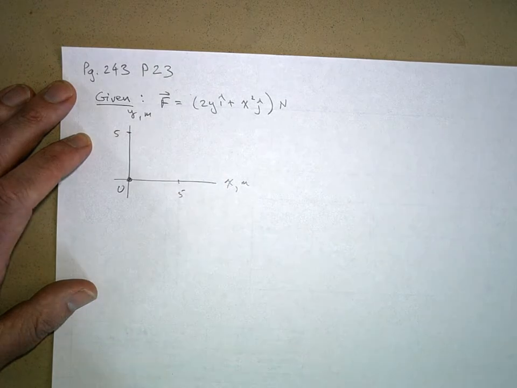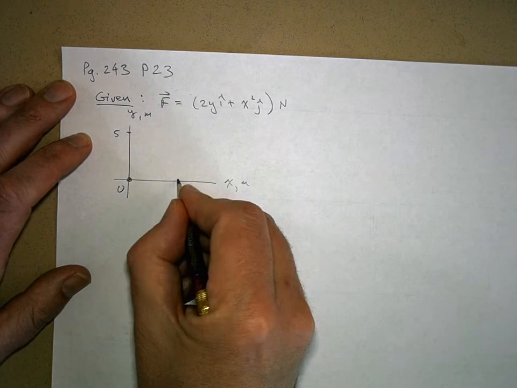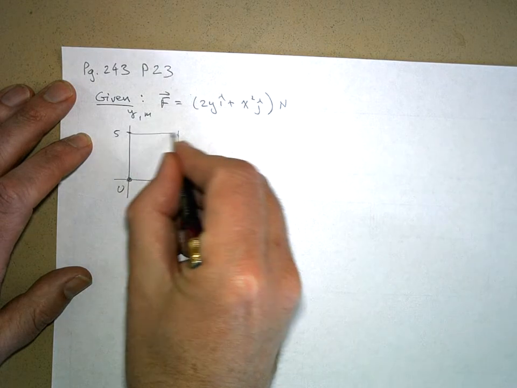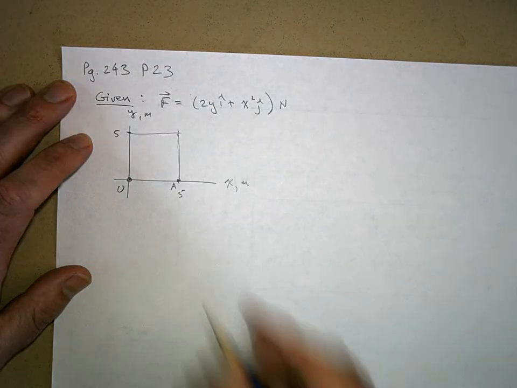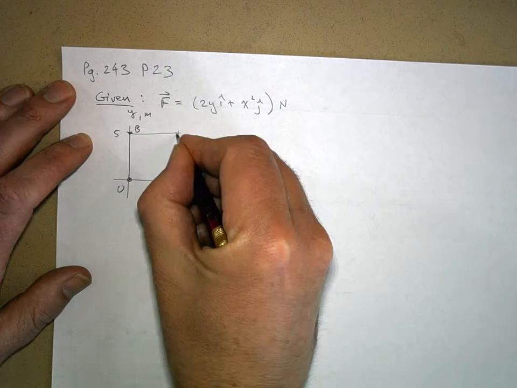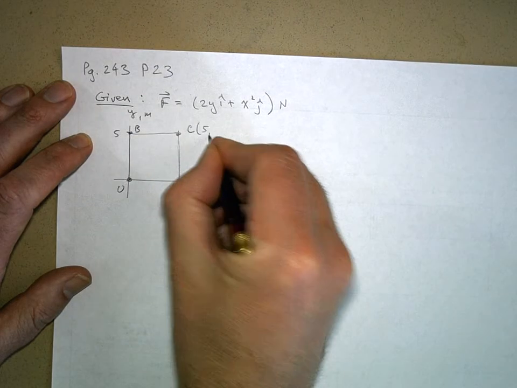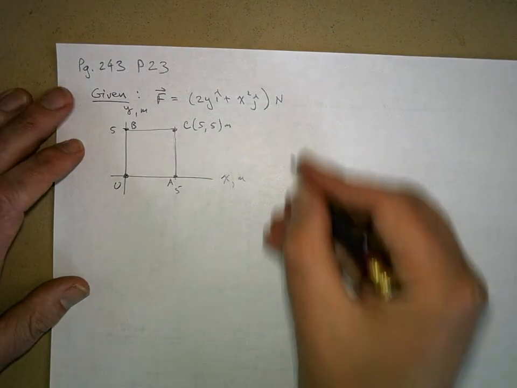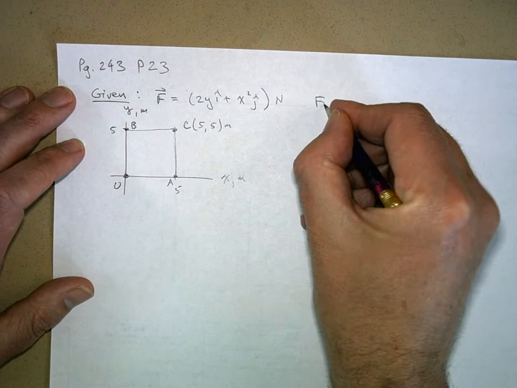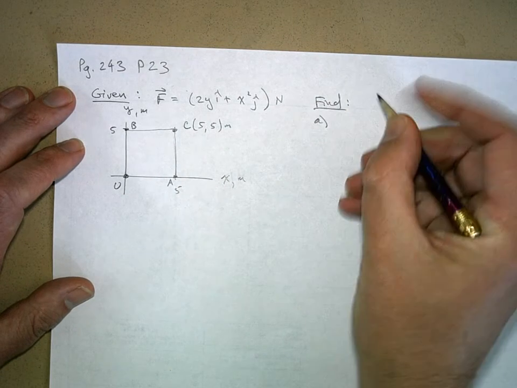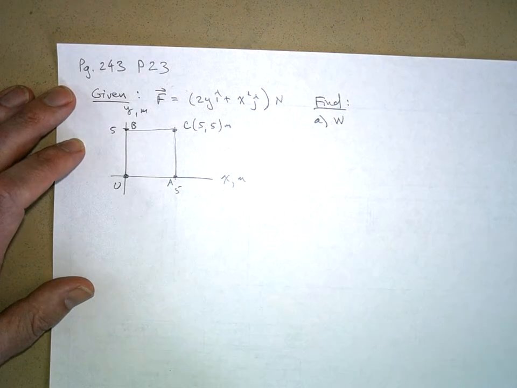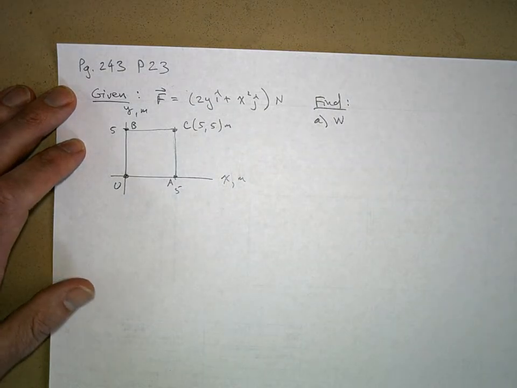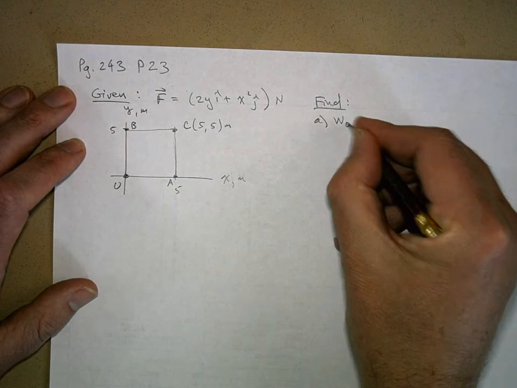We're going to make this O for the origin. And then this is point A. And then we're going to make point B right here. And then point C is our final position, which is at 5 meters. Okay? And what we're trying to find is we want the work done if we take the following path, which is from O to A to C. O, A, C.